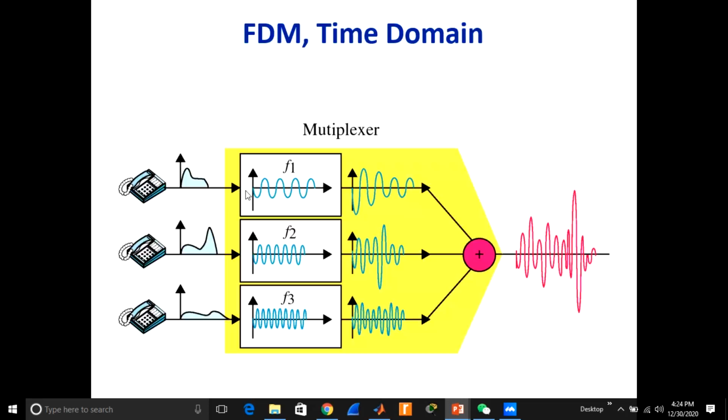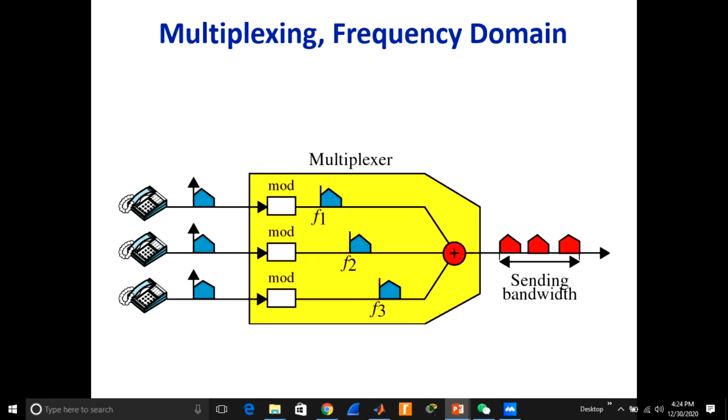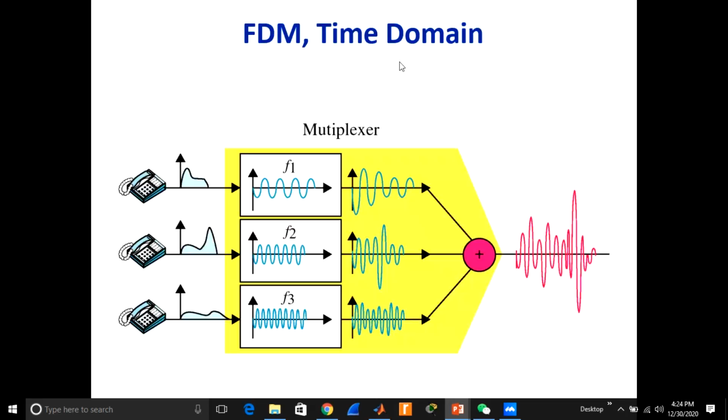But what is meant by FDM, TDM? What is meant by FDM, frequency domain multiplexing? FDM is the frequency domain, and what is meant by TDM, the time domain? So there are two domains. One is called the time domain, a real domain, and the other is called the frequency domain.